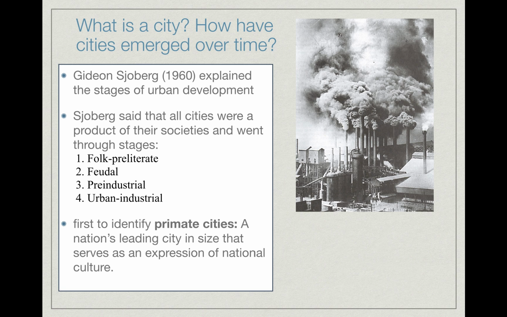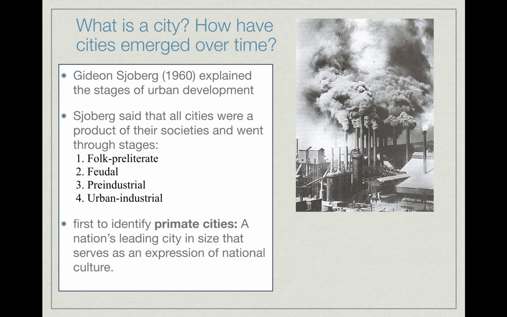But this man, Gideon S., we'll call him, had a different way of describing how a city develops over time and how it emerges and grows in these conditions. He said that all cities were a product of their societies and went through stages. We had the folk, or pre-literate society. Then a feudal society with an urban or ruling elite class. Then a pre-industrial society. And as the city itself begins to industrialize, you have the urban industrial society.